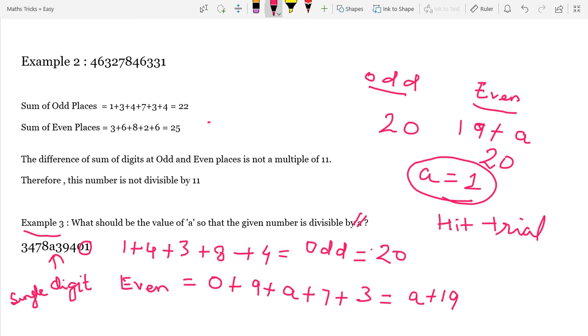I guess this is the rule for divisibility by 11. I hope you guys understood it.